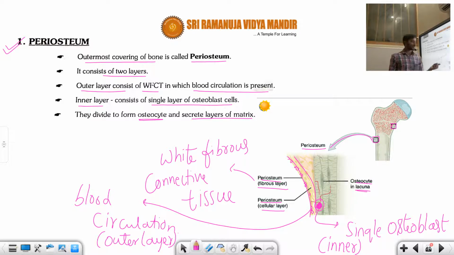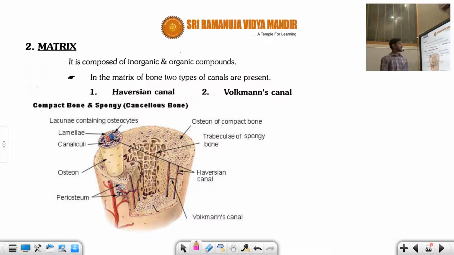Coming to the other one, the inner layer of the periosteum is a cellular layer. A single layer of osteoblast cells is present. These osteoblast cells are involved in cell division. Because of cell division, they continuously divide to form osteocytes, and they also secrete the layer of matrix. In this osteocyte, you can observe the presence of a space called the lacuna, right? Hope you understand these points. So let us see the next one, which is matrix.